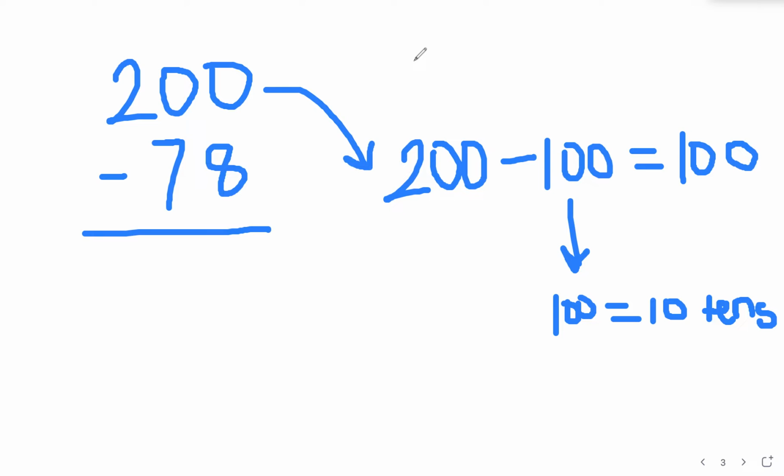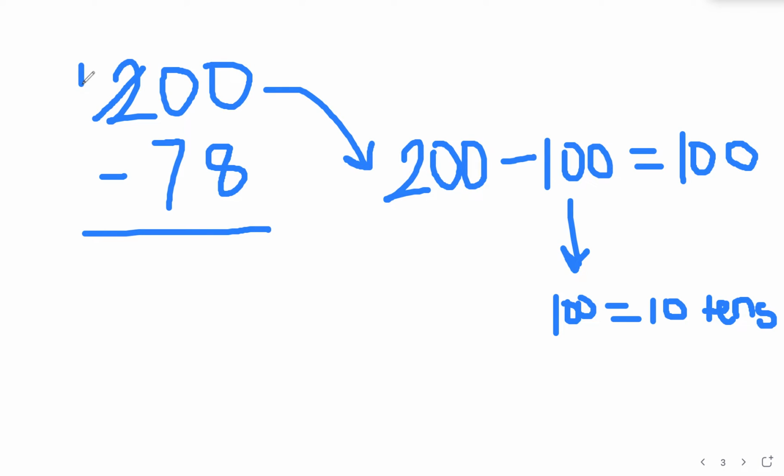Let's try another one. So here we have 200 minus 78. I want to go over here and say, first of all, I have not enough ones, right? I can't do 0 minus 8. I can't do 0 minus 7. There's nothing for me to take here to give to the ones. So I need to go all the way to the hundreds. When I go to the hundreds, I remember 200. I need to cross this out and I put a 1 there.